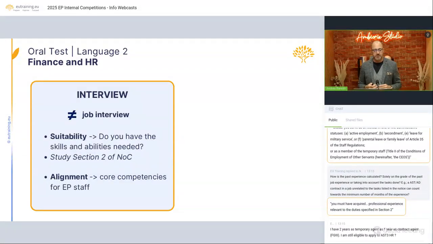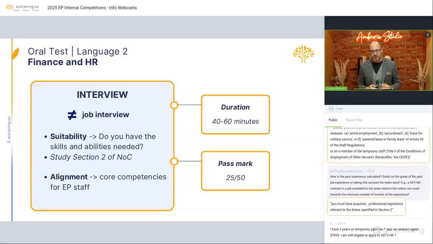And the suitability is about the skills and the abilities. Do you actually know the stuff that they expect you to know? And abilities, so it goes beyond. It's more the competencies, more the broader personality that you have, how well that fits those particular tasks and job profile. And then the alignment, so the core competencies for EP staff. So there's a cultural sensitivity, there's working in teams, there's understanding the administrative procedures. So there is a fit, dare I say, culture fit, that they are also checking and testing in the interview.